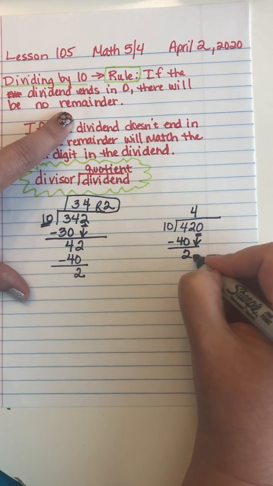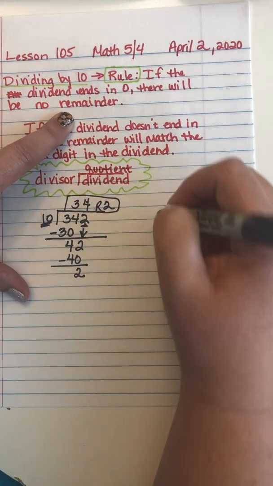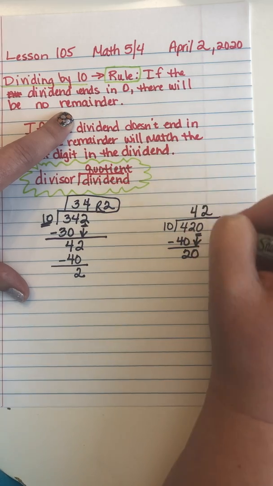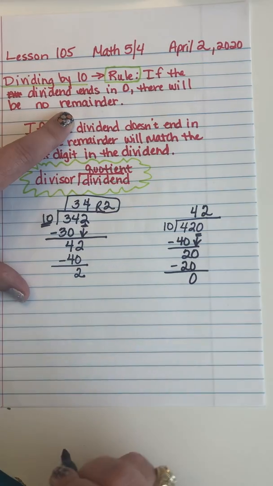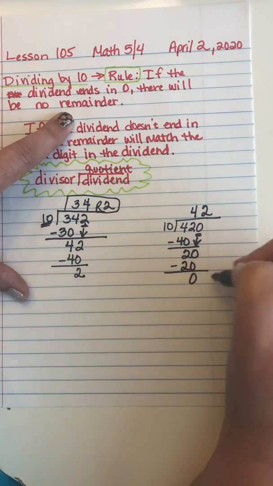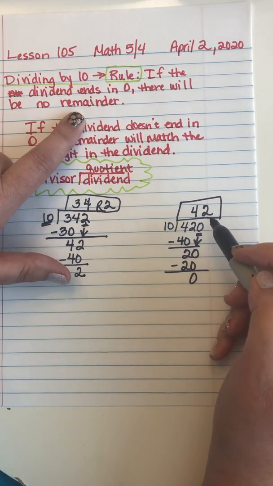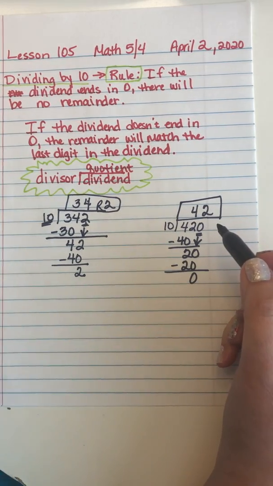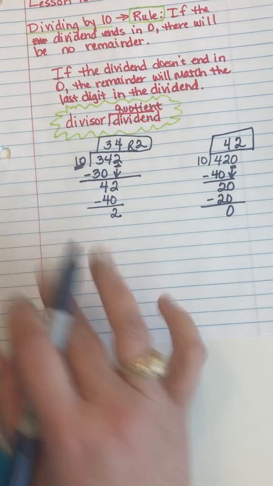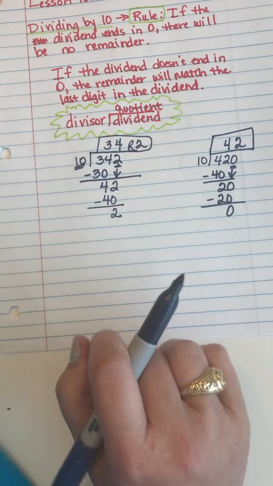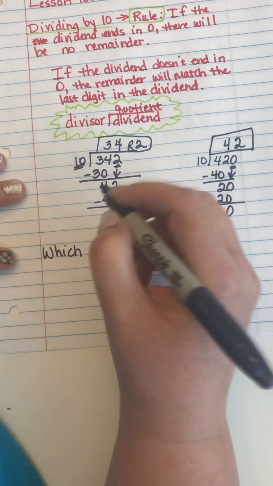We have a number to bring down, 0. Now we start over with a new division problem. 20 divided by 10 is 2. 2 times 10 is 20. Subtract, and we have none left over. We have nothing more to bring down, so our answer is 42. So the rule was true. There was no remainder. You can use these rules when you're dividing by 10 to look at a number before you do any division, and determine if there will be a remainder.